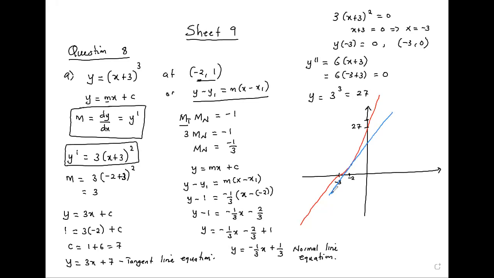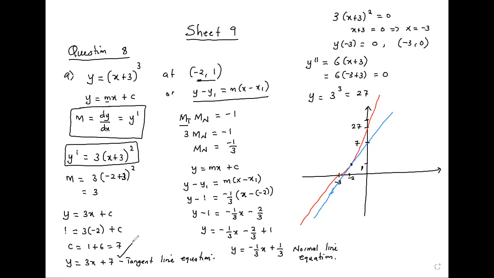Okay. So this is the assumed straight line touching here at (-2, 1). So when x is 0, this is going to be 7. So we're sketching this line on that same graph. Then we also sketch the normal line.